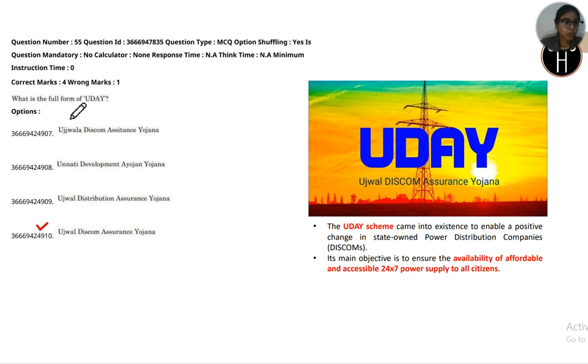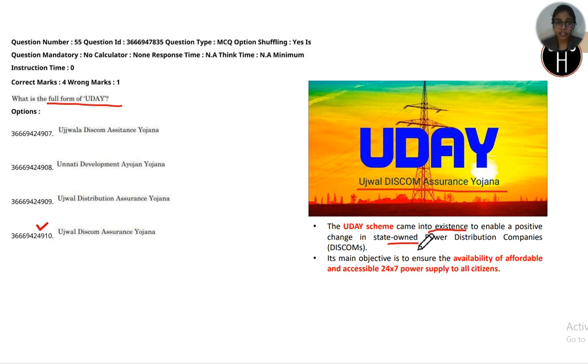Next one you have, what is the full form of UDAY? The full form of UDAY is Ujjwal Discom Assurance Yojana. UDAY was a scheme launched by the government to enable a positive change in state-owned power distribution companies, the Discoms. The main objective was to provide affordable and accessible 24 by 7 power supply to all the citizens.